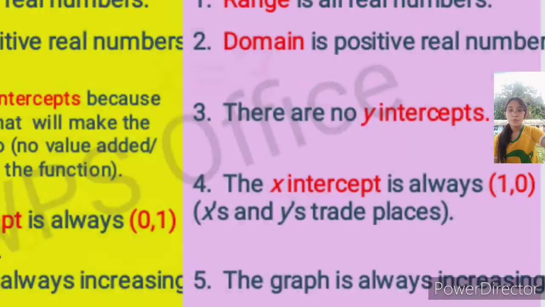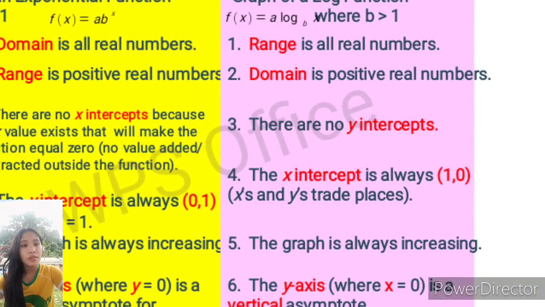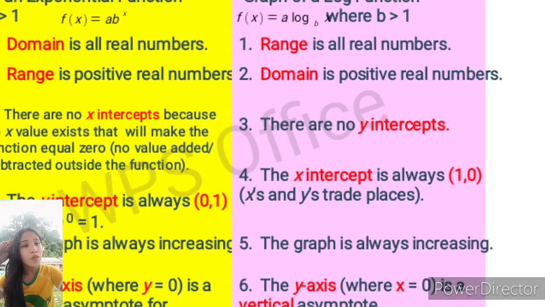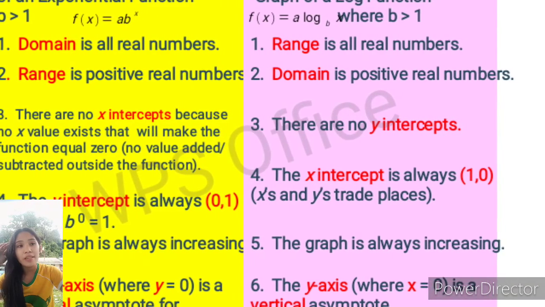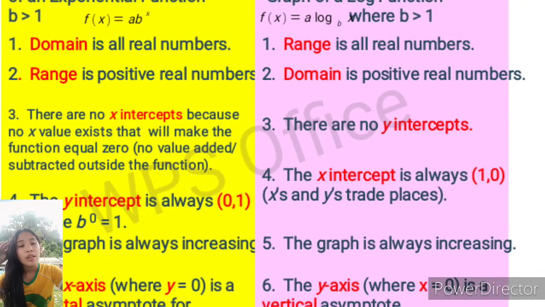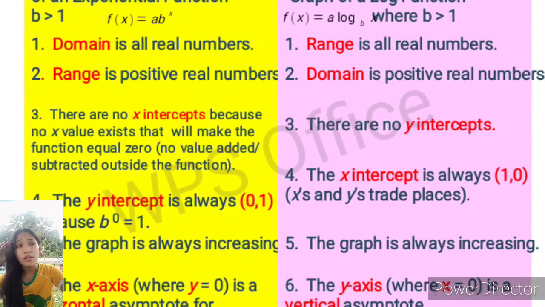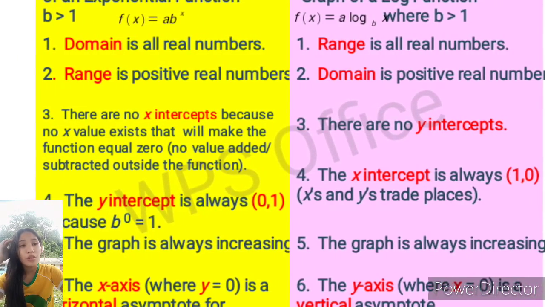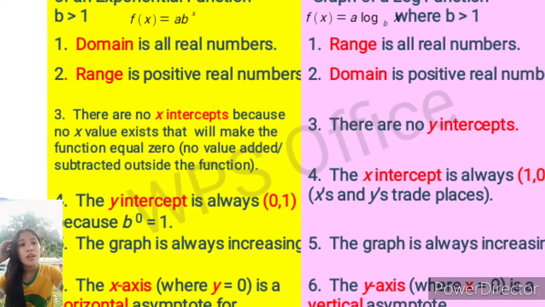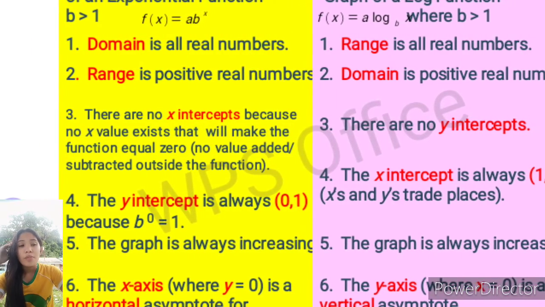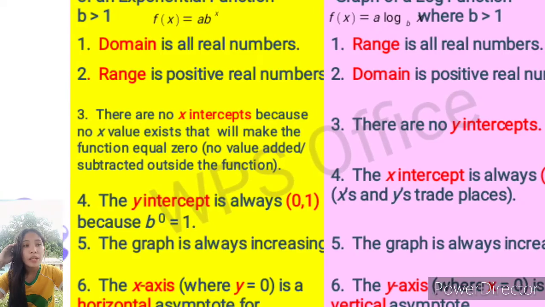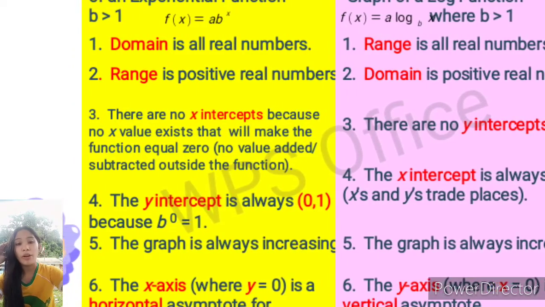As you can notice, the characteristics of the graphs of exponential functions, where f of x equals a times b raised to x and b is greater than 1, differ from the characteristics of the graph of log functions, where f of x equals a times log_b x, where b is greater than 1.